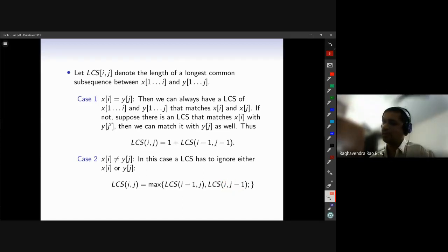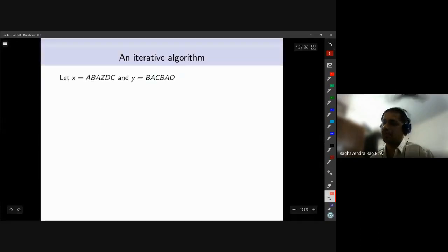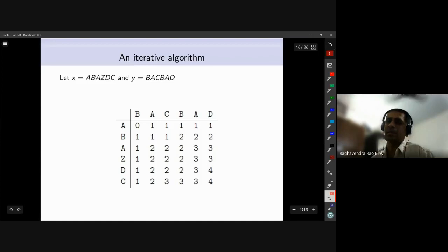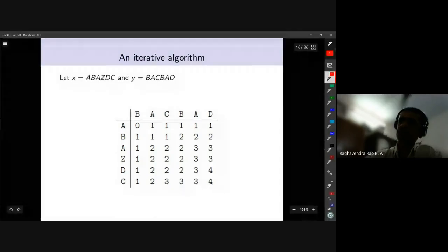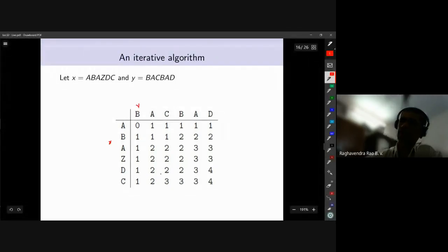So you can just imagine these values are stored in a table. I'll demonstrate using the example given in Bloom's notes. So you can build this table. On the row you just write the string. We have written the second string y here, and we have written x here.